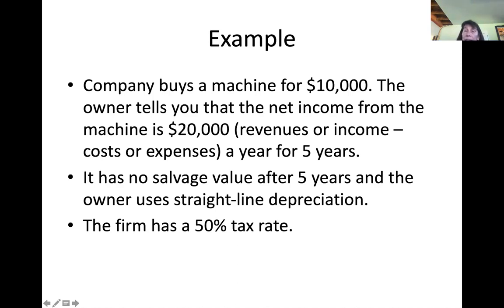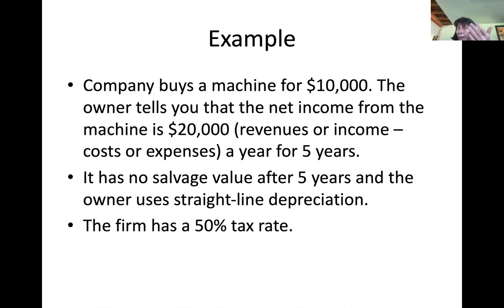So we basically see here that this company is going to buy a machine, and they're going to generate an income from that machine of $20,000 a year for 5 years. And then it says something like no salvage value, and they use straight line depreciation. Again, a machine wears out. So after 5 years, this machine has no value. That's what they mean by salvage value. You can't sell it. You can't do anything with it.